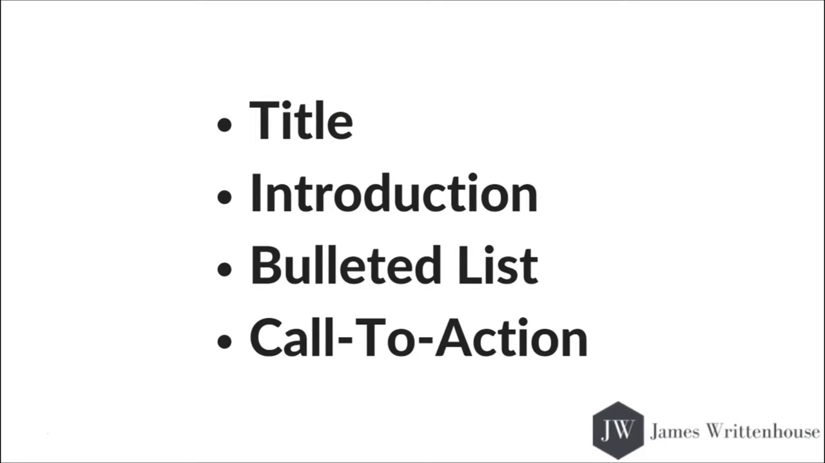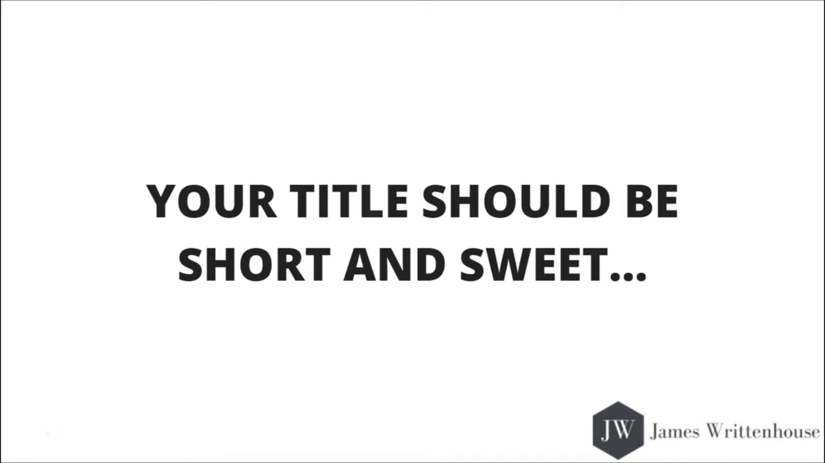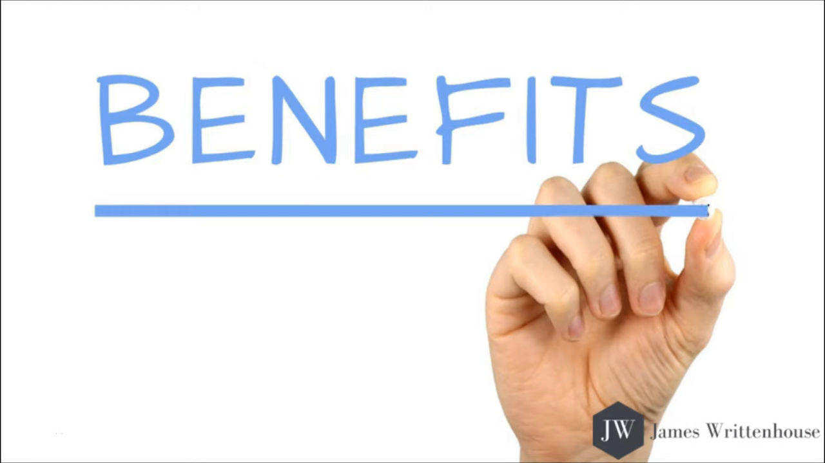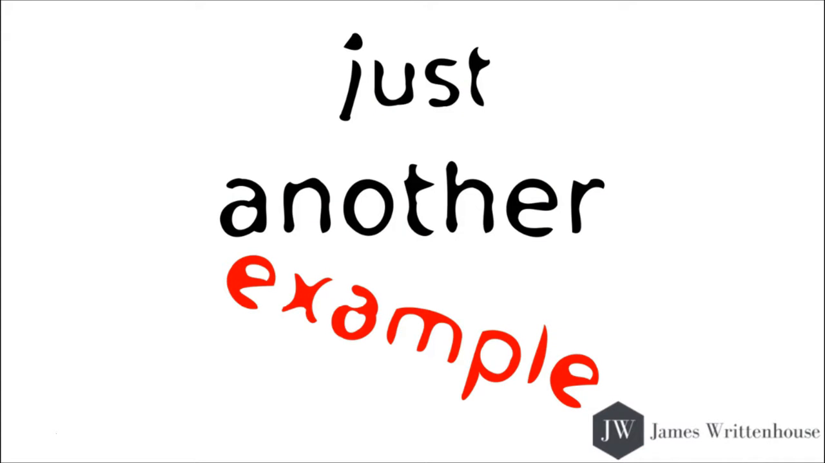Your standard list video is made up of 4 parts: a title, introduction, bulleted list, and call to action. Your title should be short and sweet and include a number at the beginning. It's also a good idea to communicate a clear benefit and it should sound interesting or useful. Here are a few quick examples.